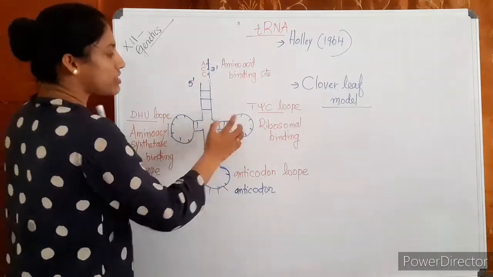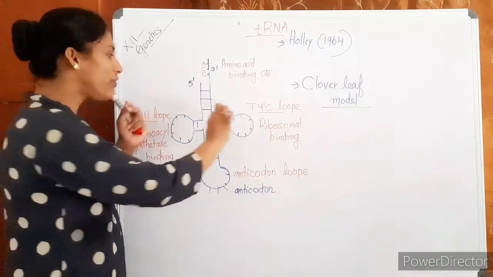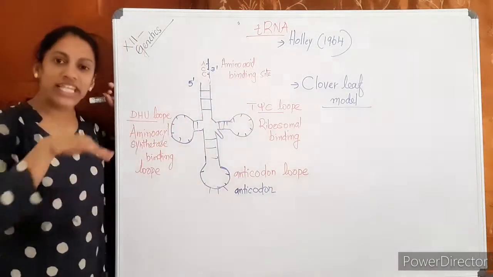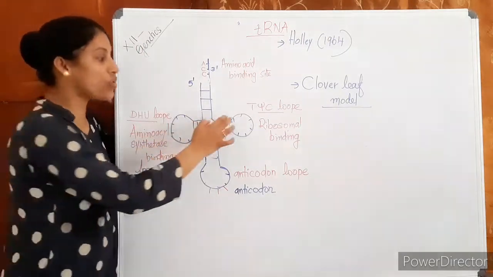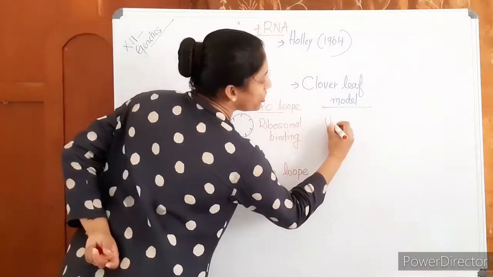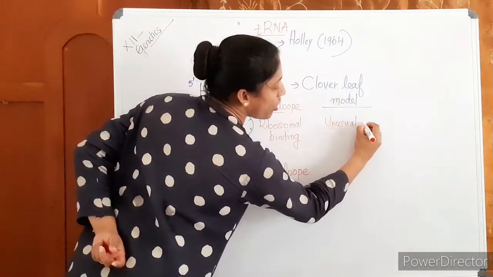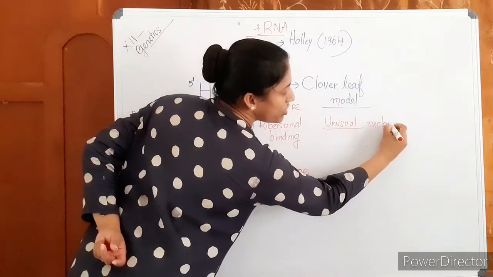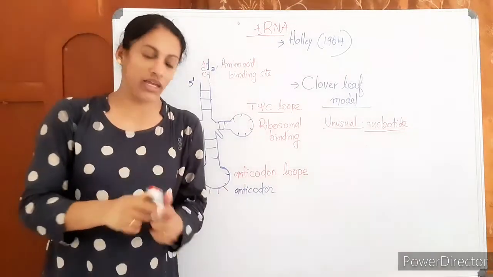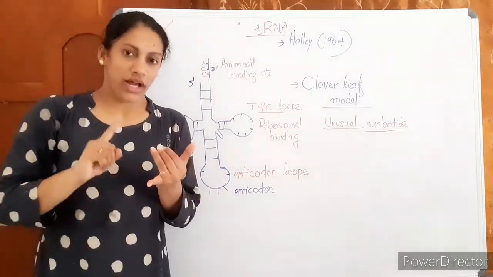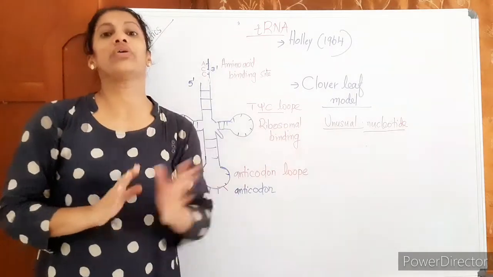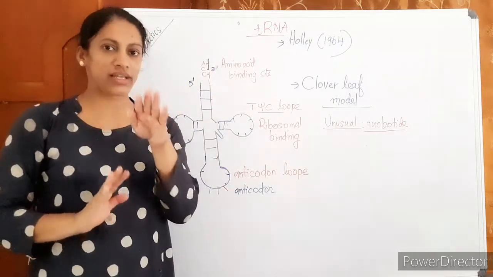So why are these regions loops, not binding? Why is this and this not binding, and making a straight structure? Why is there a loop? There are no bondings here because the loops contain unusual nucleotides, not the common nucleotides. Which are the 4 common nucleotides in RNA? Adenosine nucleotide, uracil nucleotide, cytosine nucleotide, and guanine nucleotide. These 4 nucleotides are common.